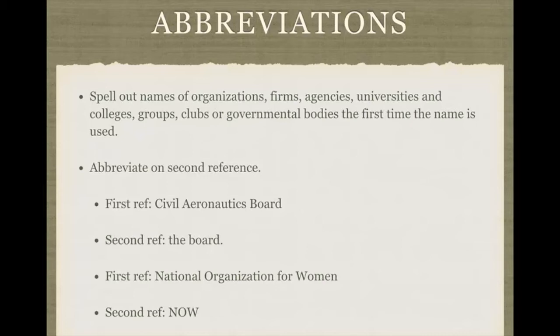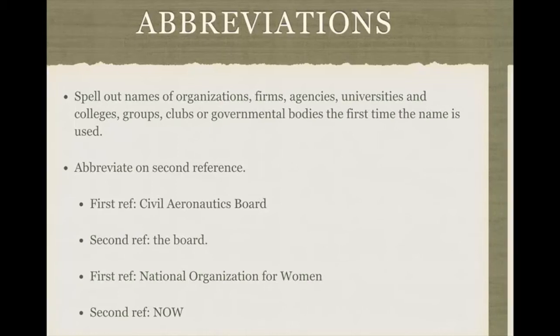So if you have the Civil Aeronautics Board, second reference, you can just say the board. Or the San Marcos Independent School District, second reference, you can use SMISD or the school district. Another example, National Organization for Women, first reference, you will spell it out. Second reference, you can use the abbreviation. General rule across the board.